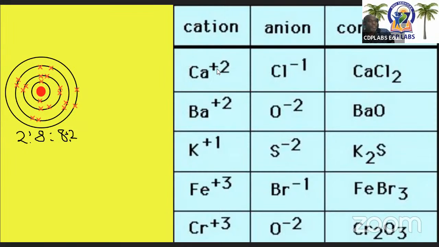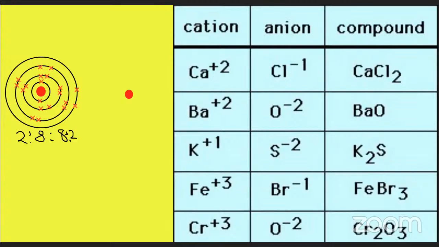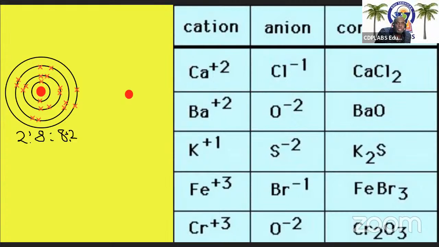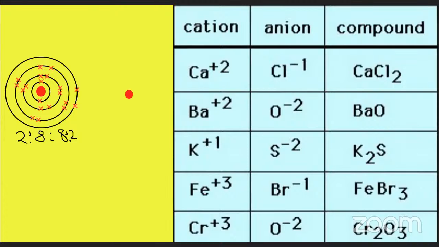Follow now? Then we're going to draw chlorine. What's the atomic number for chlorine? 17. Electronic configuration? 2, 8, 7. Excellent.